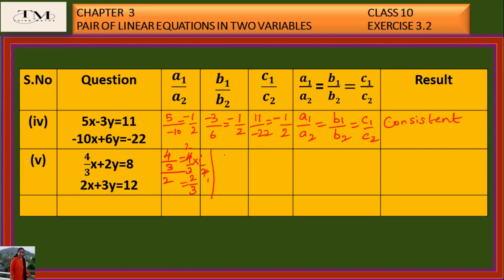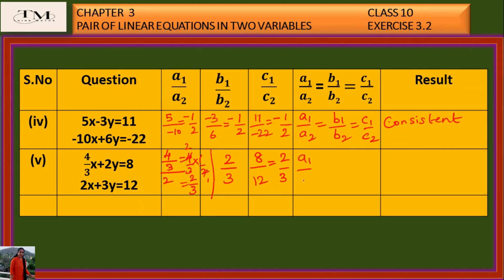So next, B1 by B2. B1 is 2 and B2 is 3, so the answer is 2 by 3. Next, C1 by C2. C1 is 8 and C2 is 12. So if we divide by 4, 2 4s are 8, 3 4s are 12. So all the answers are 2 by 3, the same.